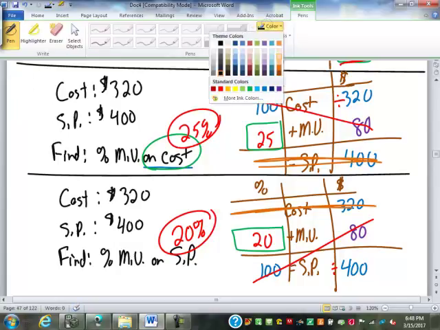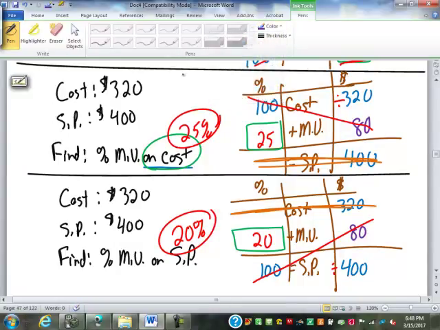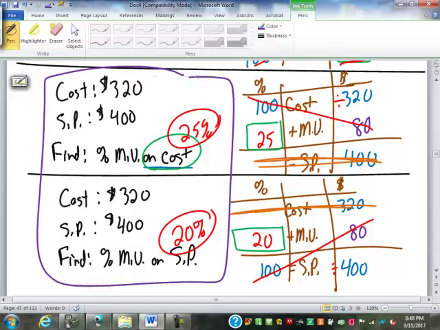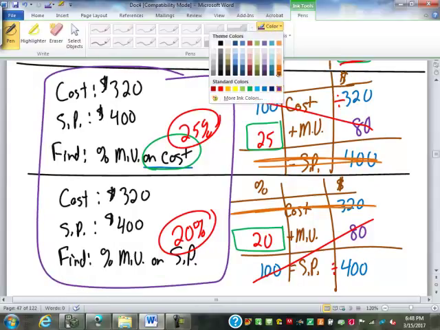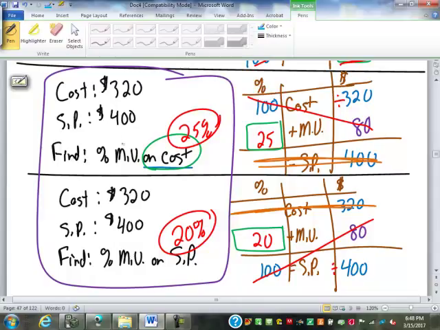Now this is something to note. These two were the same problem. Just one was looking for the markup on the cost. The other one was the markup on the selling price. It's very common in retailing to have a single item, same cost, same selling price, but the markup is figured both ways. And we'll talk about why that would be necessary here in a little bit.